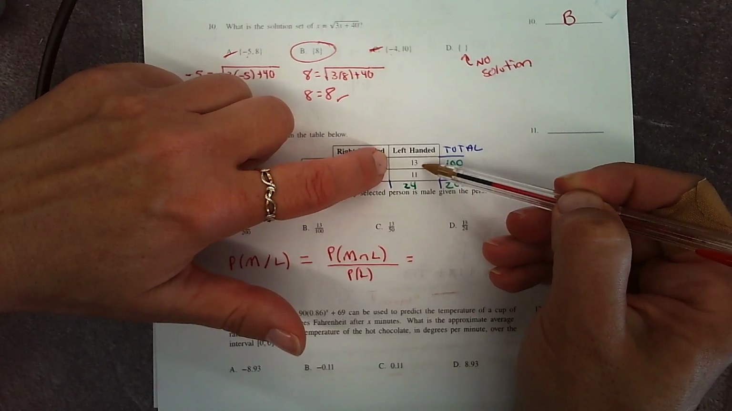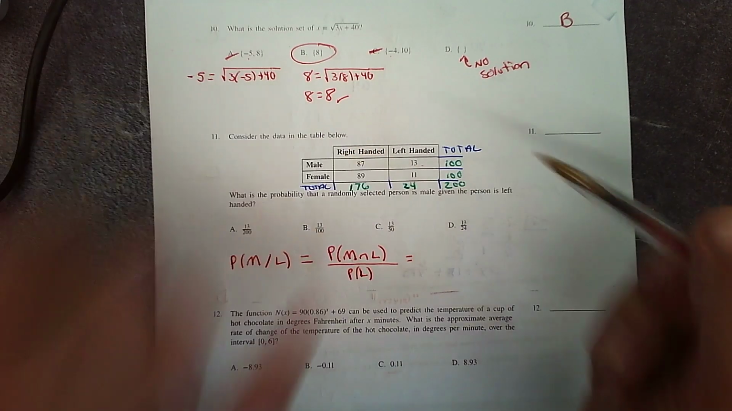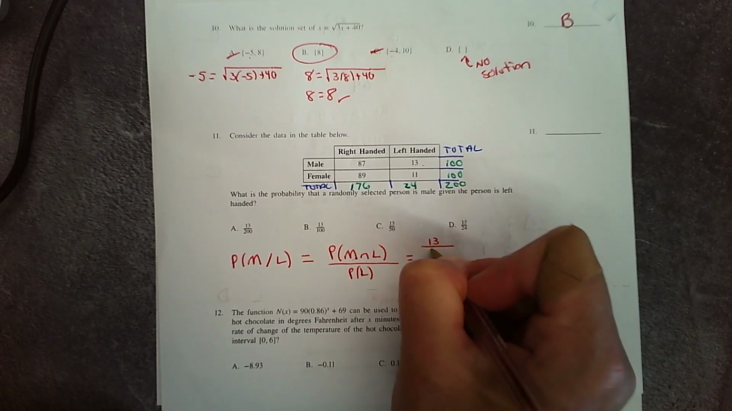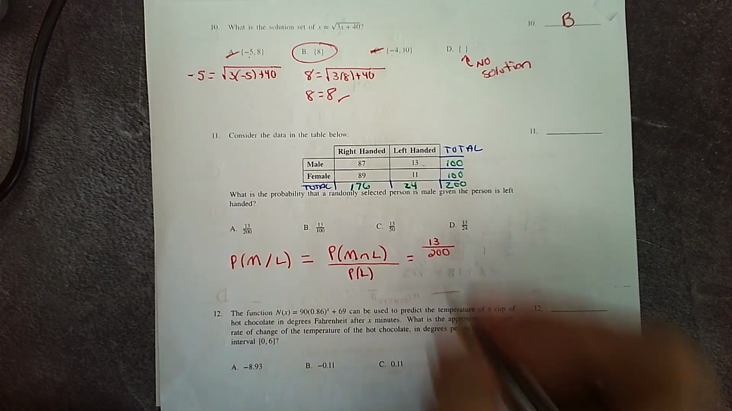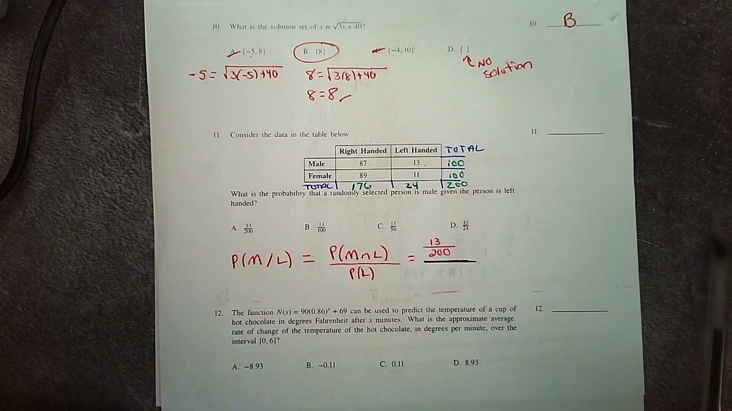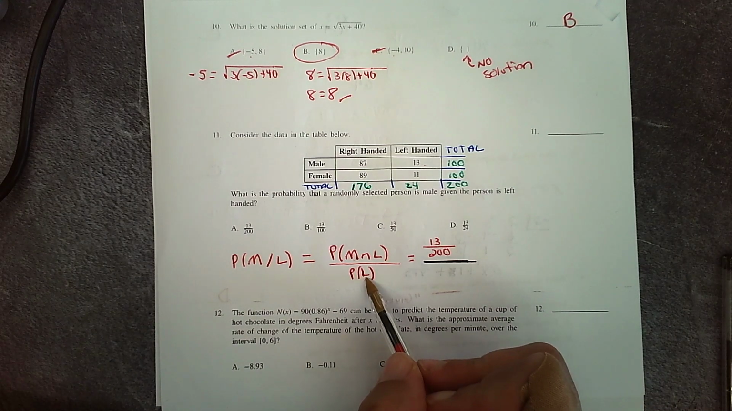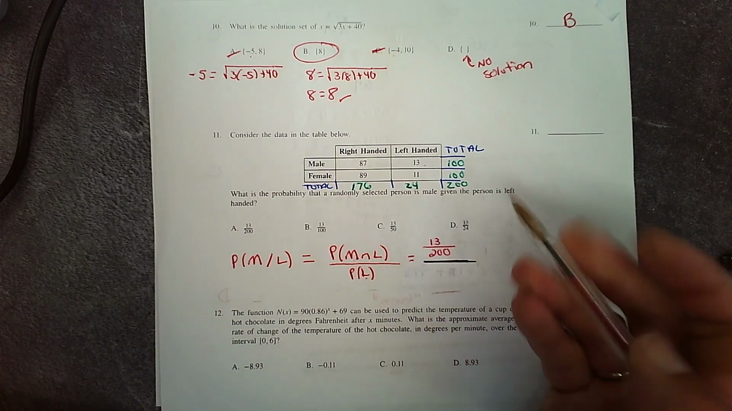13. Now remember, probability is always a fraction, so it's 13 out of 200. So it's going to be 13 out of 200 all over. Now, how many total kids are left-handed? 24 out of 200.